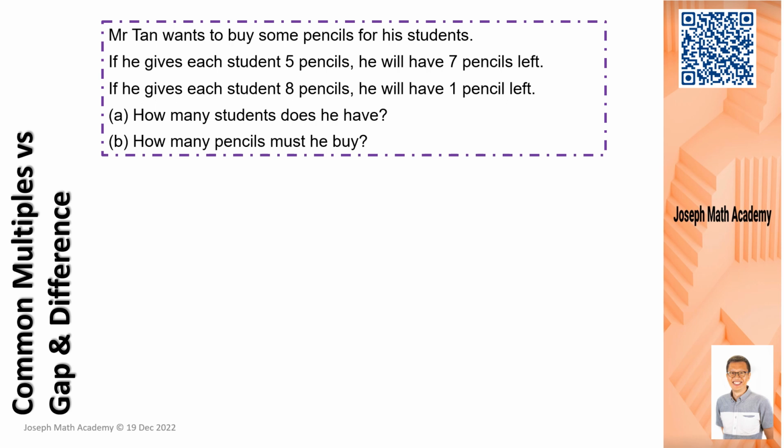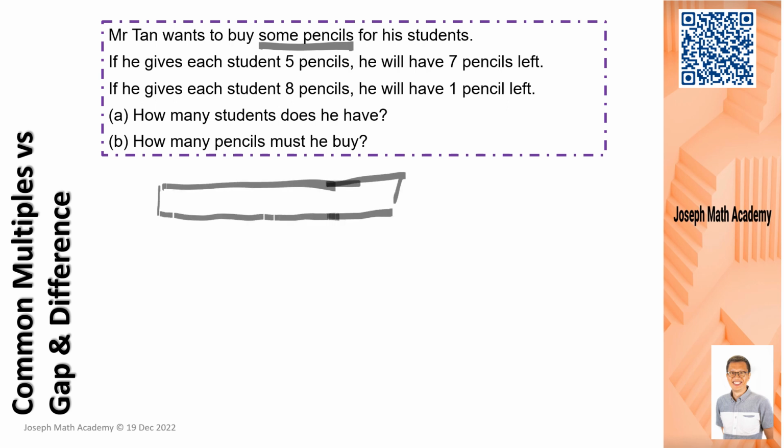Now, we know that Mr. Tan wanted to buy some pencils. So how many pencils must he buy? Simple. I'm going to indicate using a model. So imagine this is the whole thing representing the pencils that he should buy. I'm going to indicate here all the pencils that he must buy.